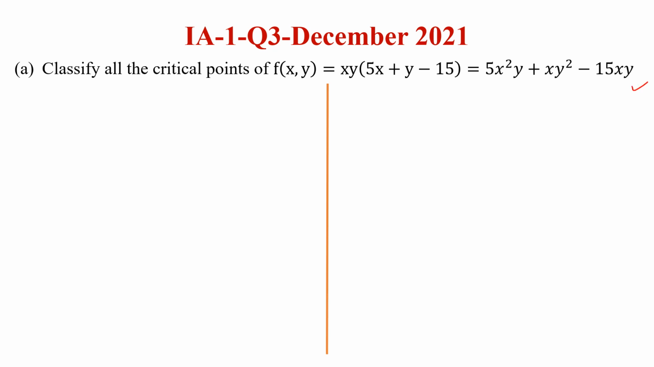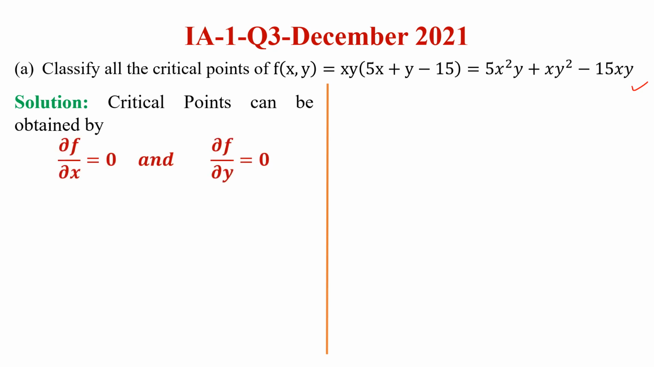Okay, so to get the critical points, we go for the first order partial derivatives and equate them to 0. So del f upon del x is 0 and del f upon del y is 0. So what will be del f upon del x? It will be 10xy plus y square minus 15y, because you are differentiating f with respect to x partially, so keep y as a constant.